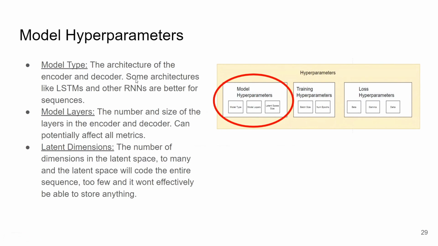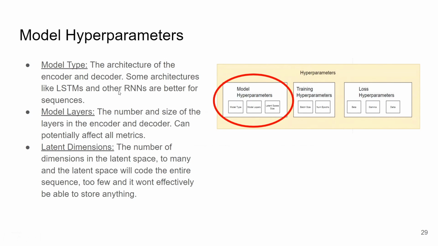essentially, yeah, the model type. In our case, we're using LSTMs, but we could also plug in, it's plug and play, right? You can literally just take an RNN, throw that in there as well, test it out, see if it works. Model layers, of course, the number and size of the layers in the decoder and encoder. Again, this potentially affects all metrics.